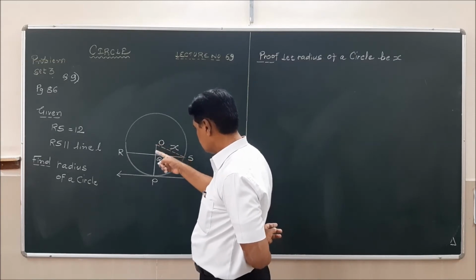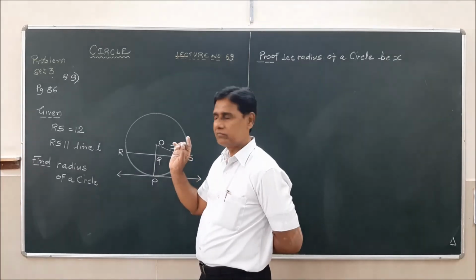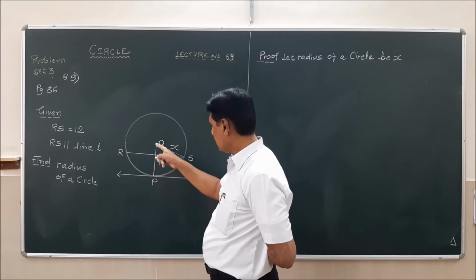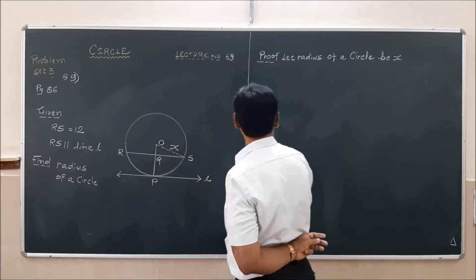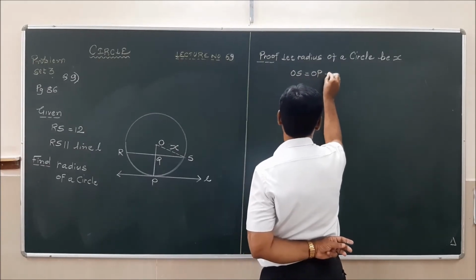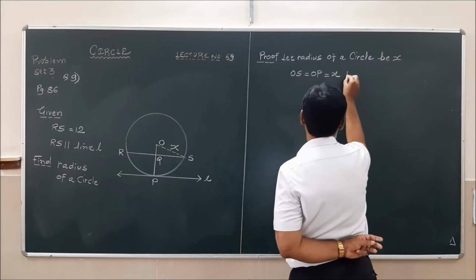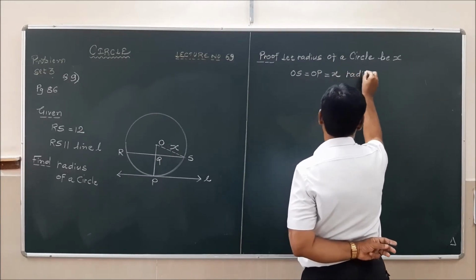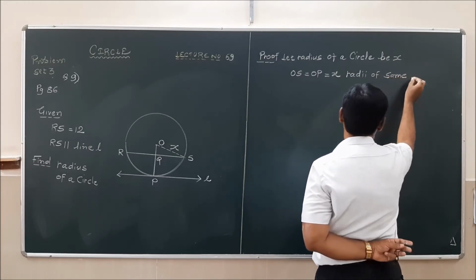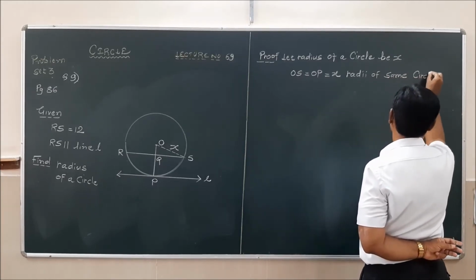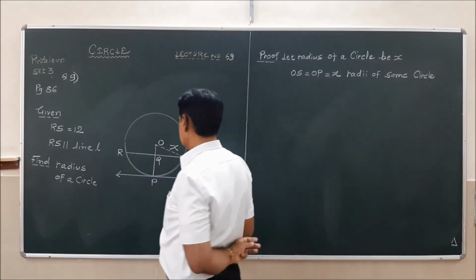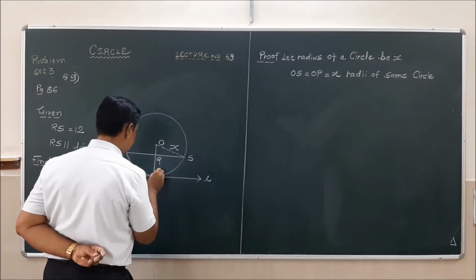Please try to understand, very important: OS is equal to OP, that is equal to X, radii of the same circle. Now we find angle P is 90.